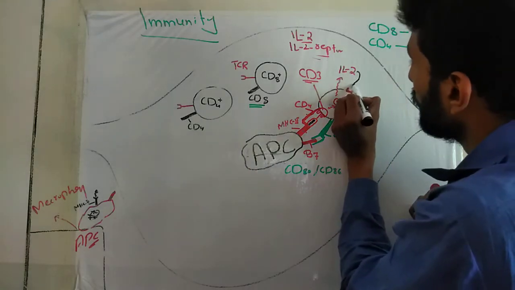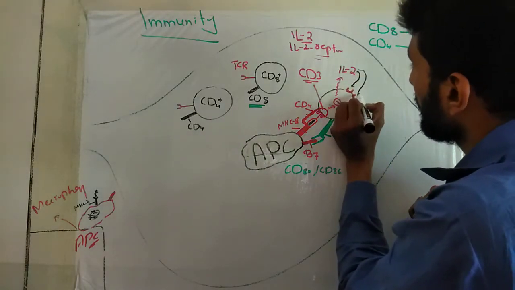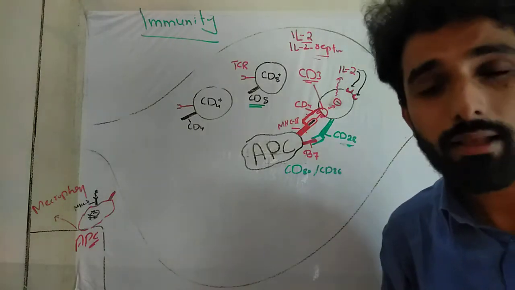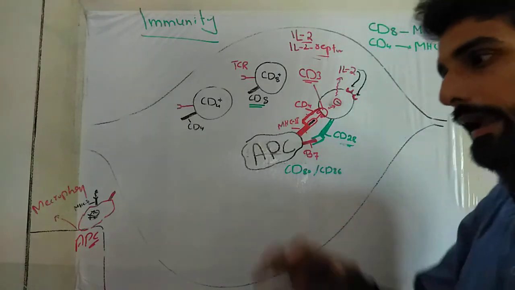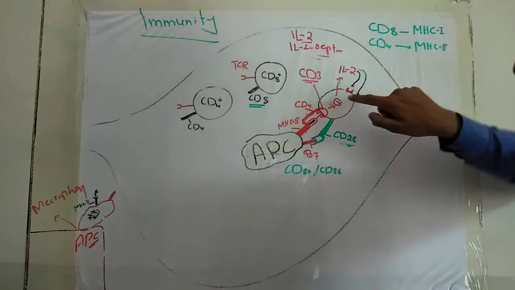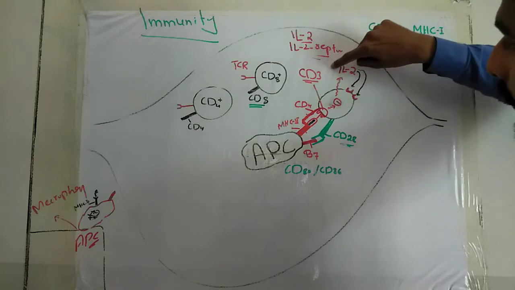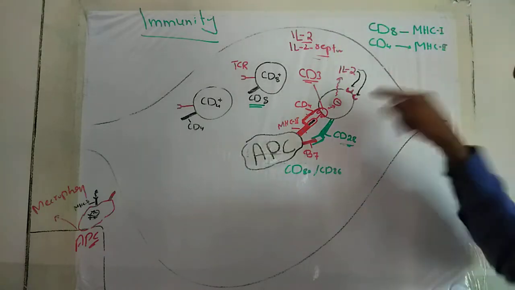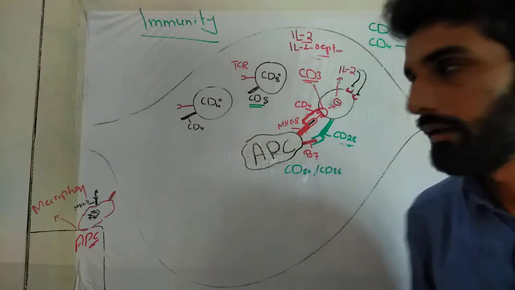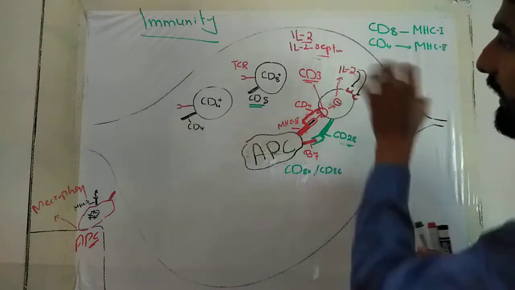This interleukin 2 will come and it will act as an autokine. Autokine: any substance that acts on the same cell from which it has been released. So interleukin 2 has been released from this cell, and at the same time it is acting on this cell. So it means this interleukin 2 will be called an autokine. Okay. So now this is stage 3 reaction.